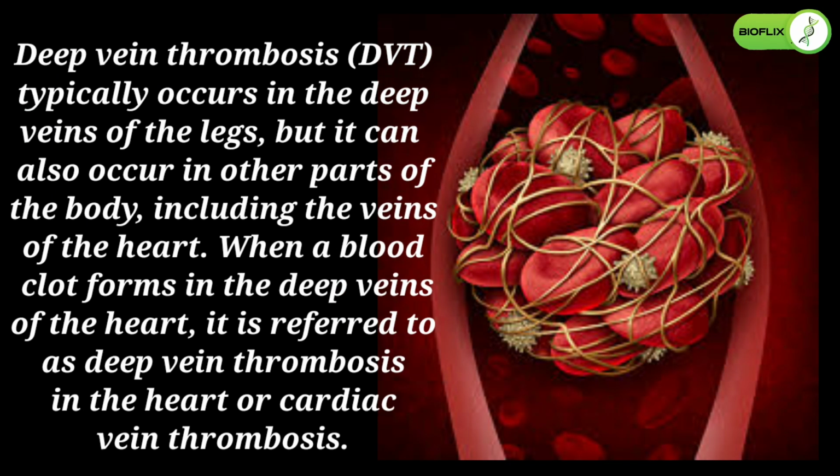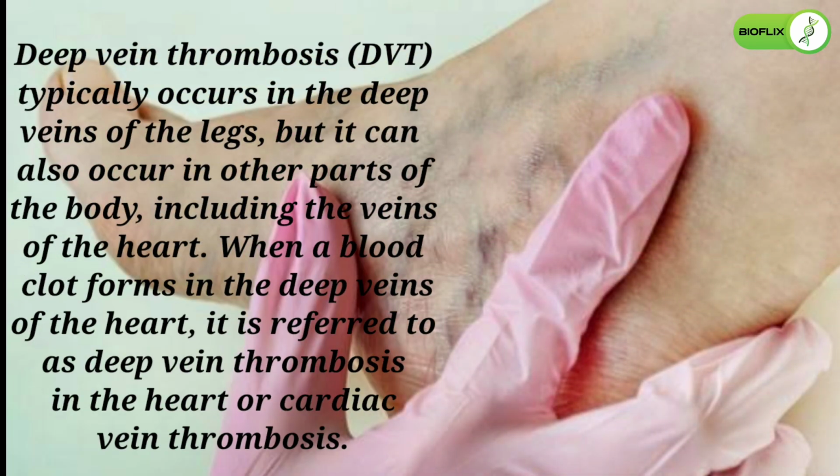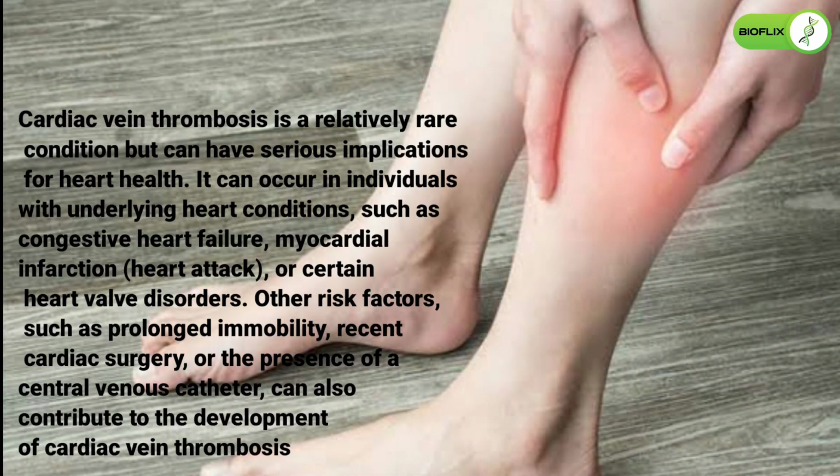Deep vein thrombosis (DVT) typically occurs in the deep veins of the legs, but it can also occur in other parts of the body, including the veins of the heart. When a blood clot forms in the deep veins of the heart, it is referred to as deep vein thrombosis in the heart or cardiac vein thrombosis.